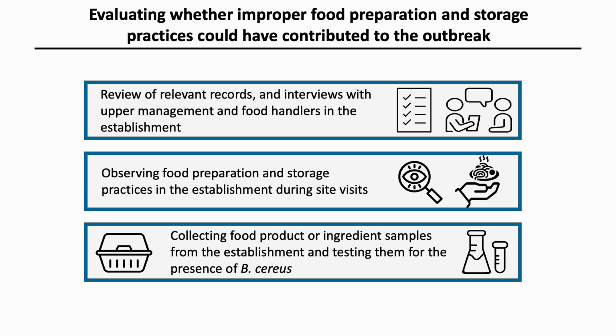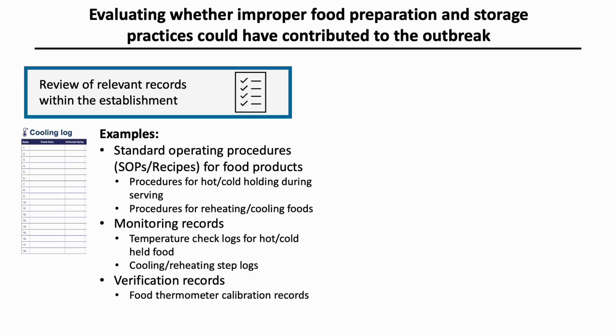These can include reviewing relevant food establishment records, conducting interviews with upper management and food handlers at the establishment, and carefully observing food holding and handling practices during site visits, as well as collecting food product or ingredient samples from the establishment and testing them for the presence of B. cereus. Key records from the establishment that environmental health investigators should aim to review can include 1.